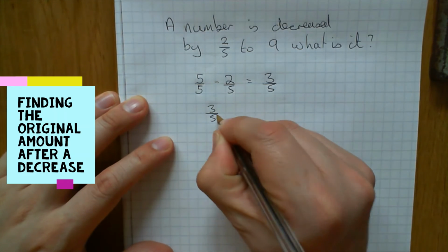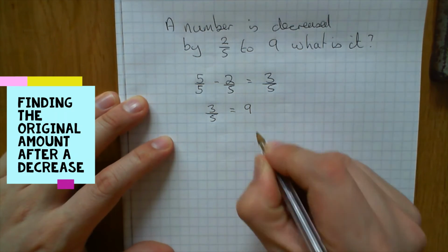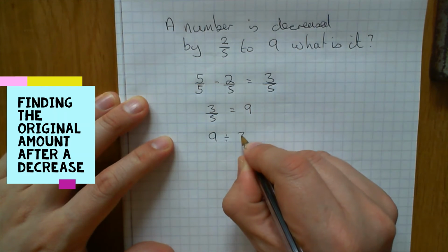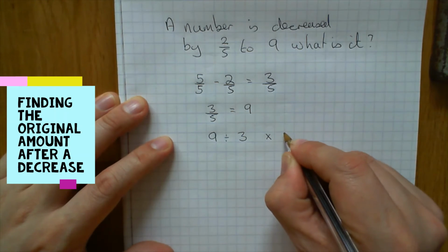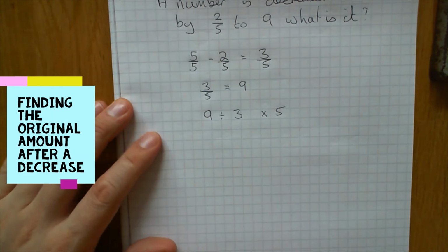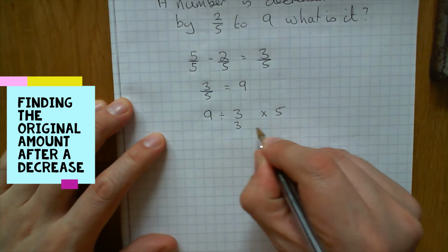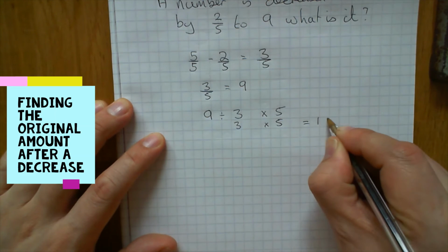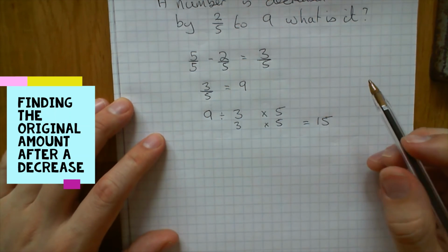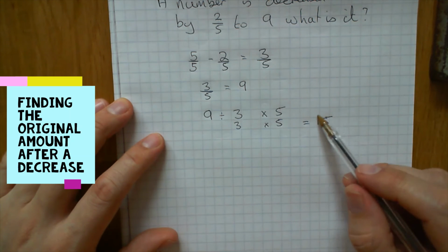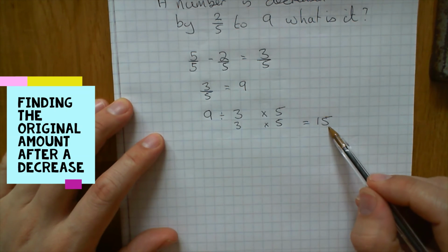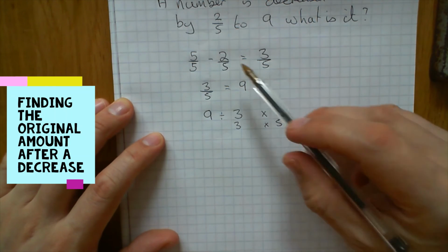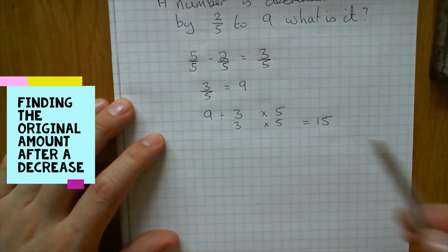I'm told that the 3/5 in this case is 9, so I can follow my steps. I do 9 divided by 3 and then times that by 5. Okay, so 9 divided by 3 is 3, times that by 5, and again I get 15. And we can just have a little think about that. 1/5 of 15 is 3. 2/5 is therefore 6, and if I take 6 off 15, I get back to my 9.